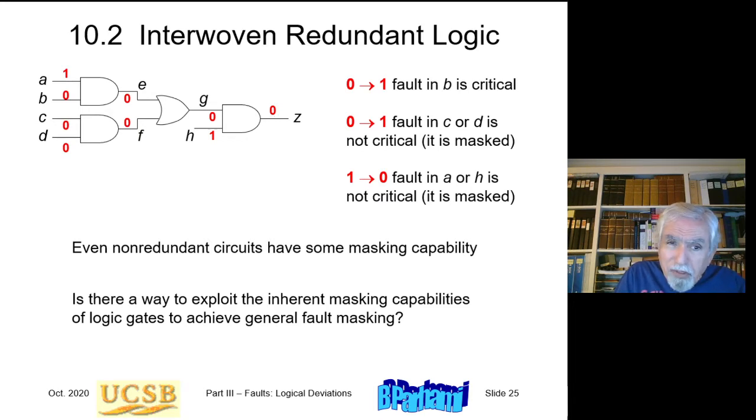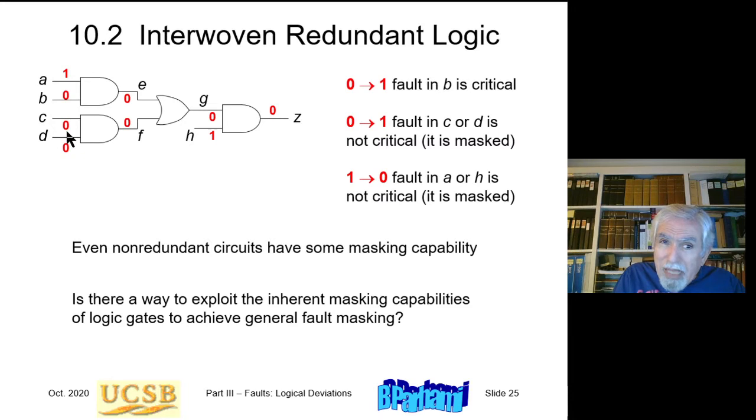Of course, critical faults should be avoided. But there are also non-critical, or sometimes called subcritical faults. For example, if C or D changes from 0 to 1, let's see what happens. If C changes from 0 to 1, nothing happens because 1 and 0 produces 0, and therefore the rest of the circuit, including the output, will be unaffected. So such a fault for this particular combination of input values is non-critical or subcritical because it doesn't affect the correctness of the output. Okay, so the lesson from this exercise, this diagram, is that even a non-redundant circuit such as this one has some fault masking capabilities. It can mask this line being stuck at 1 for this particular set of inputs.